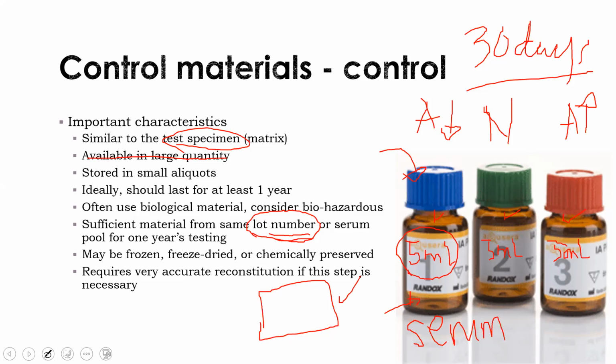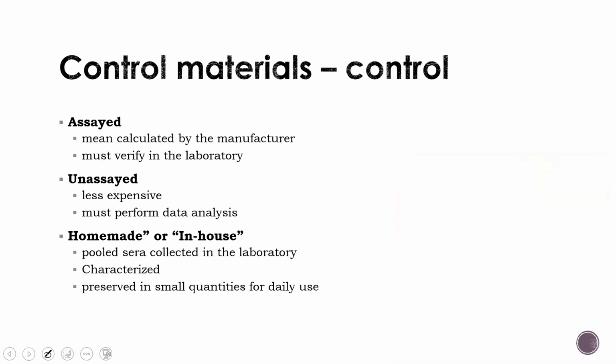It may be frozen, freeze-dried, or chemically preserved. It requires very accurate reconstitution if this step is necessary. Ayan. Ito na yung sinasabi ko, it has to be reconstituted. So, ano yung mga control materials natin? It can be assayed, unassayed, or homemade. Ito, mga kapatid, manufacturers ang nagbibigay nito. And ito ay pwede nating gawin. Pwede nating i-prepare sa laboratory.